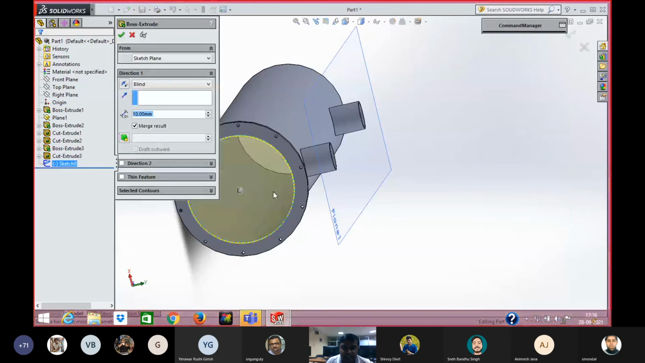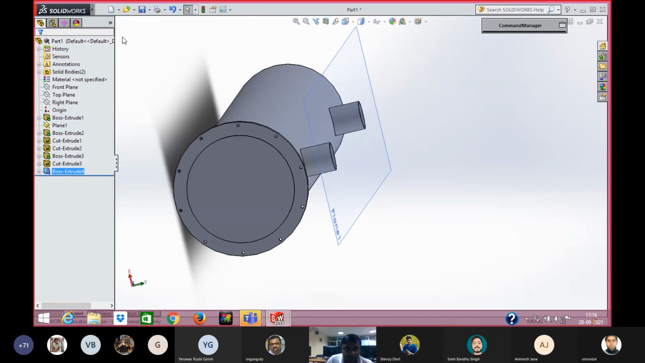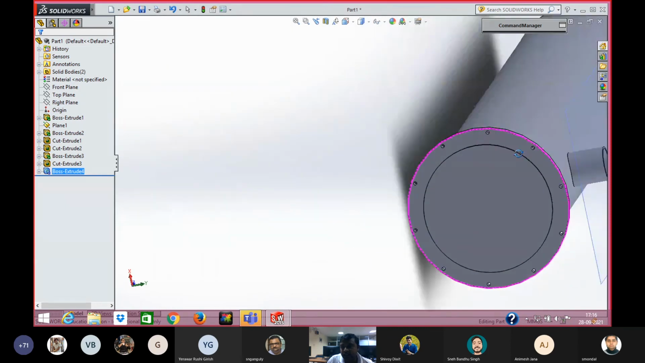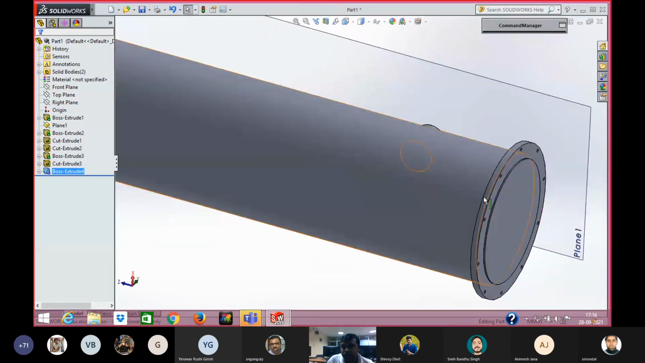Suppose this is 2 mm or 3 mm something. If this is 10 mm, you can take 2 mm. This will be closed like this, and these portions will come. This is what I have given. You have to insert that.